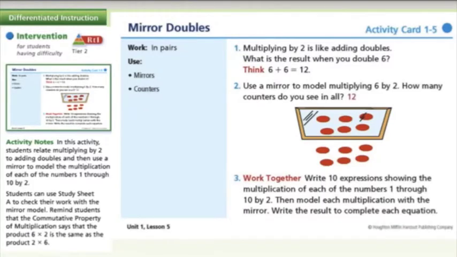Here's an activity I'd like you to think about and even try at home. Use a mirror to model multiplying 6 by 12, or 6 by 2, because it does equal 12. You get the mirror out and you put down 6 tiles or 6 dots, and you put the mirror next to it, and you can see that there's 6 on this side in the mirror and 6 on the table. You can also find some other expressions using a mirror. Maybe you can figure out some equations.